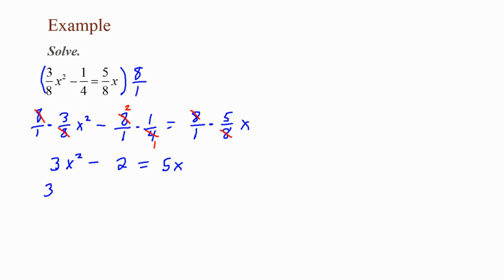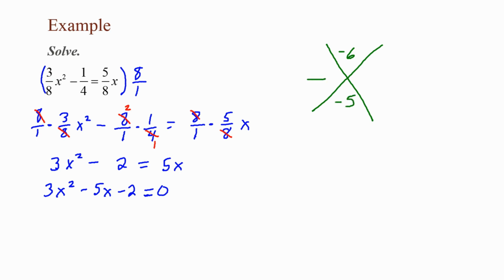Subtracting 5x from both sides, I end up with 3x squared minus 5x minus 2 equal to 0. 3 times negative 2 is negative 6. My b is negative 5. My a is 3. So I need two numbers that multiply to be negative 6, but add to be negative 5. So we're looking at 1 and negative 6. Negative 6 over 3 reduces to negative 2 over 1. So I can factor this into 3x plus 1 times x minus 2 and bring down my equal 0.